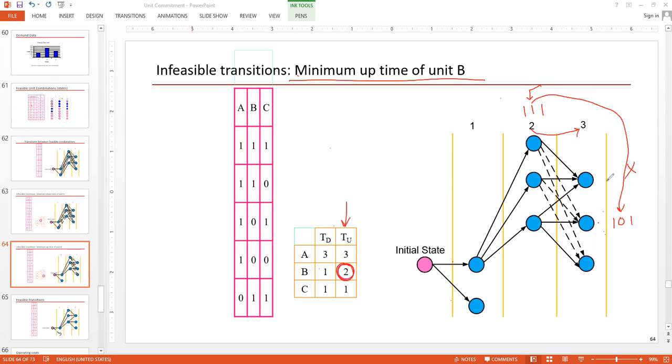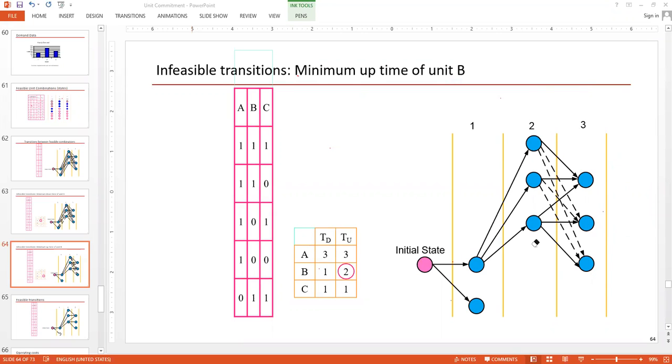So this transition from 1 to 0 is not allowed. It's not feasible. Next thing, from 1, 1, 1 to what is this? 1, 0, 0. Again, from 1 to 0, the transition is not possible within 1 hour. And in this manner, you can check all the other infeasible states.